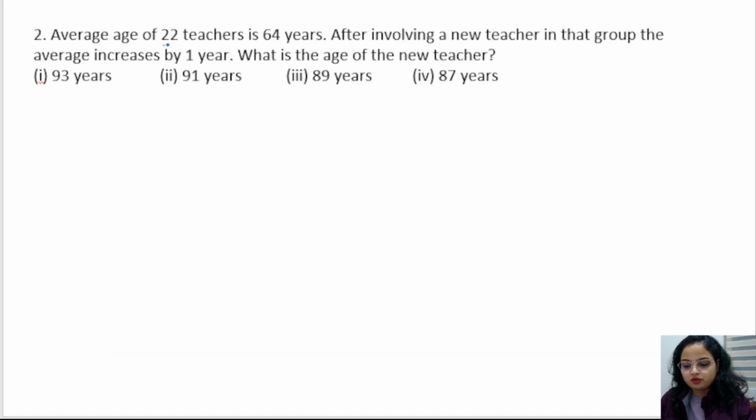Next one. The average age of 22 teachers is 64. After including a new teacher in that group, the average increases by 1 year. What is the age of the new teacher? So here there are 22 teachers and the average is 64. What is the total age of 22 teachers? Total age is equal to 22 into 64.